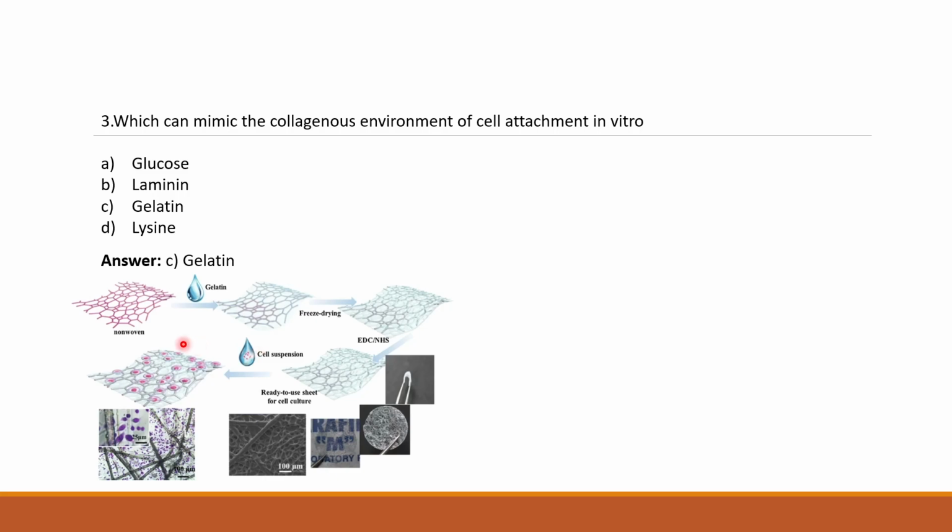Other than this, there are newly ready-to-use gelatin patches that are available. These are non-woven, and on these thread-like structures, they already put gelatin and then freeze dry it. When they freeze dry it, it maintains its structure, and then they supply it to you. See, this is how the sheet looks when you take it out.